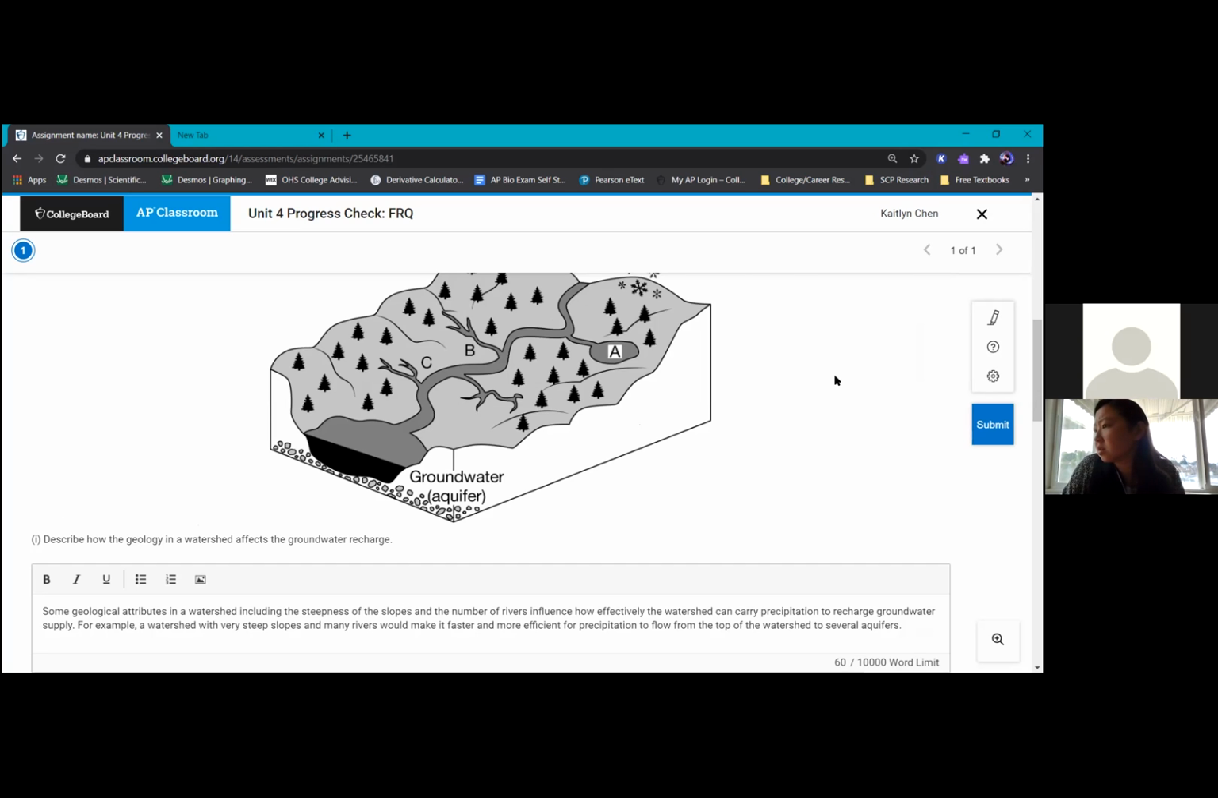Is groundwater basically just patches of where the water is, or the layer of water underneath the soil everywhere? Yes, groundwater is like an underground river basically. Okay.